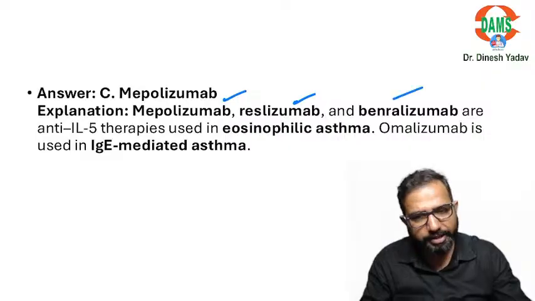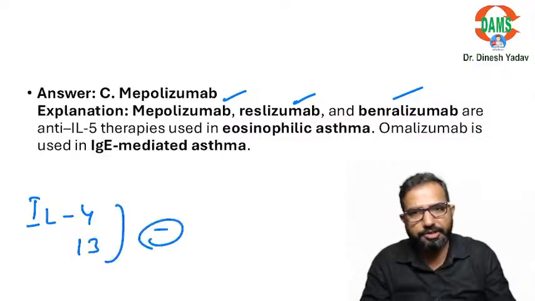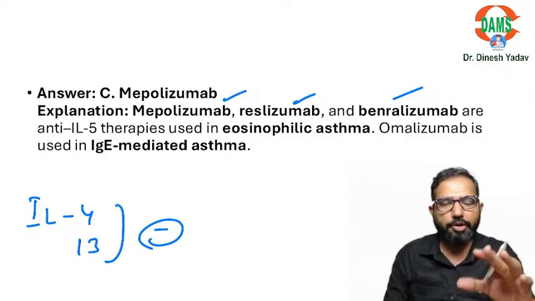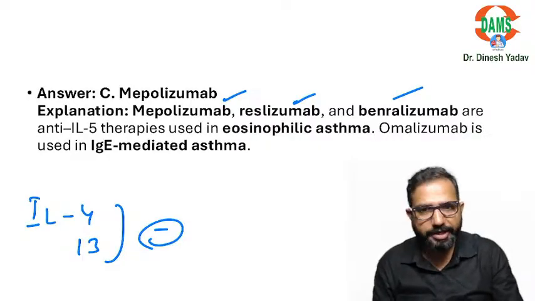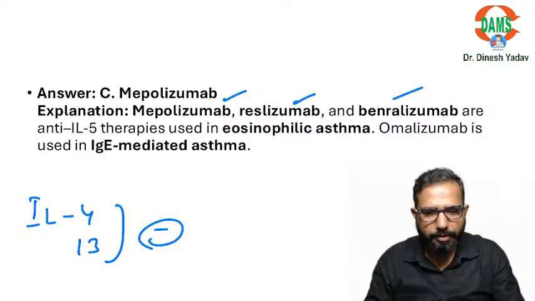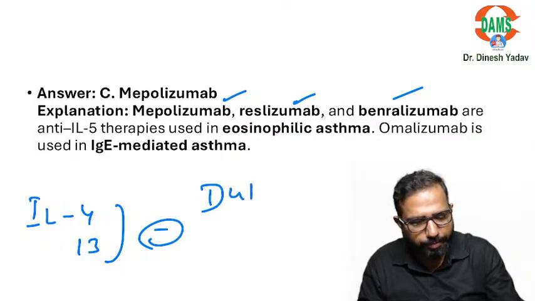Can anyone tell me which is the interleukin 4 or interleukin 13 inhibitor? Mainly targeting 4, having some effect on 13. What is the name of this drug? The name of the drug starts with D, because D is the fourth letter. Yes, dupilumab.